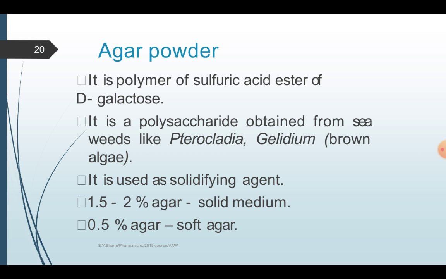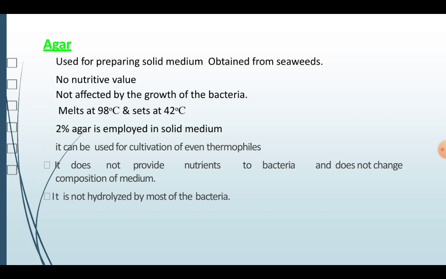Agar powder is a polymer of sulfuric acid ester of D-galactose. It is a polysaccharide obtained from seaweeds like Pterocladia and Gelidium, brown algae. It is used as a solidifying agent. 1.5 to 2% agar gives solid medium. 0.5% agar is soft agar. Used for preparing solid medium, obtained from seaweeds.